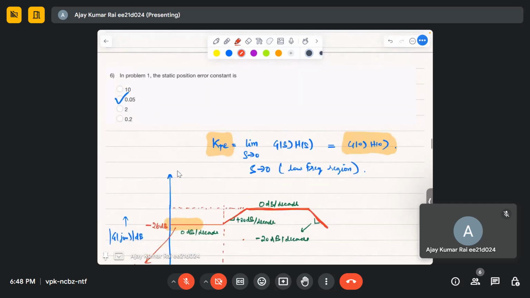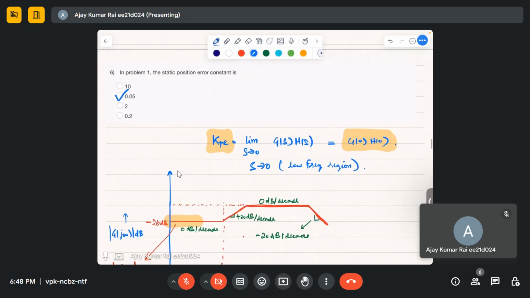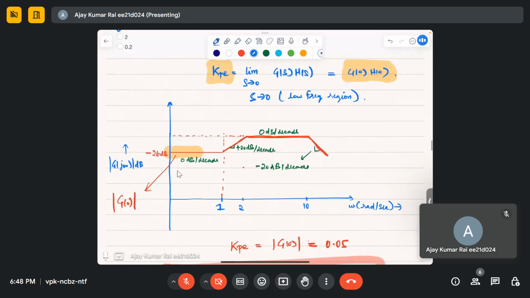Any doubt in this question? Also, if you see the low frequency region, the magnitude slope is 0 dB per decade, so you can also comment on the type of the system.